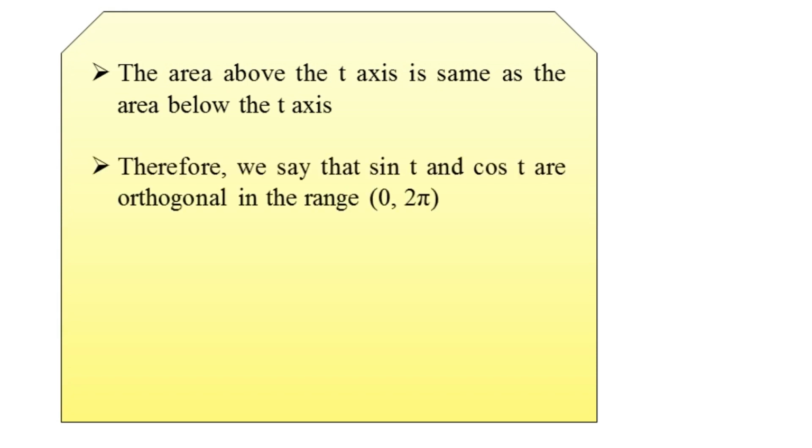So the area above the t-axis, you can see in the figure, is the same as the area below the t-axis, and therefore we say that sine t and cosine t, the functional representations f1 of t and f2 of t, are orthogonal in the range 0 to 2 pi.